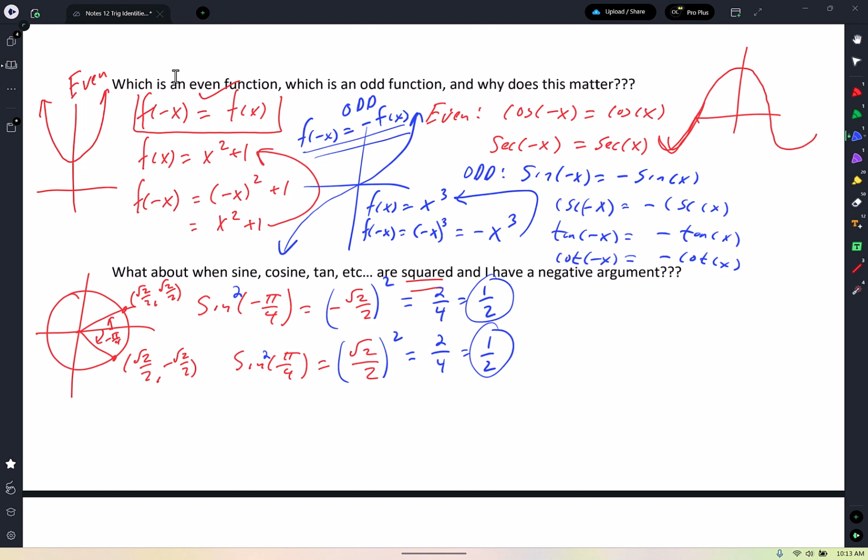So it does not matter. All of them. Sine squared of negative theta is equal to sine squared of theta. And it's true for all. For cosine, it wouldn't have mattered because it's an even function anyways. But cosine squared of negative theta is equal to cosine squared of theta. And tan squared of negative theta is equal to tan squared of theta. And it's like that for all of them, including secant, including cosecant, and including cotangent. All.